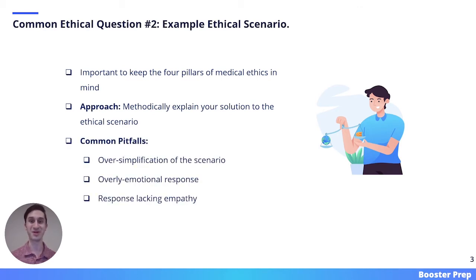Here are some common pitfalls that you should avoid. First, there is an oversimplification of the scenario where an applicant only considers one perspective. Second, there is an overly emotional response where an applicant does not think about the logistics of their actions. On the flip side, there is a response that lacks empathy. Here, an applicant does not consider how their actions will impact other people.